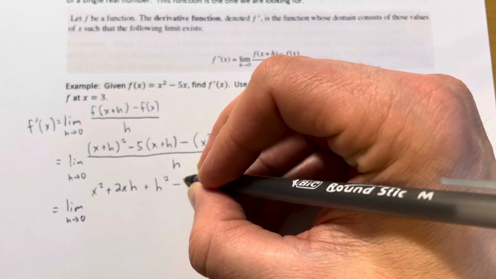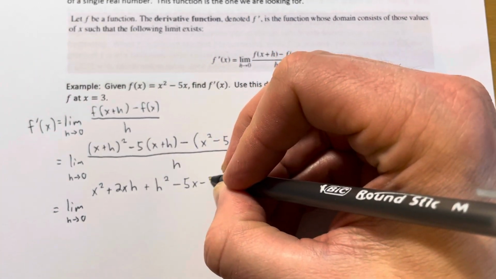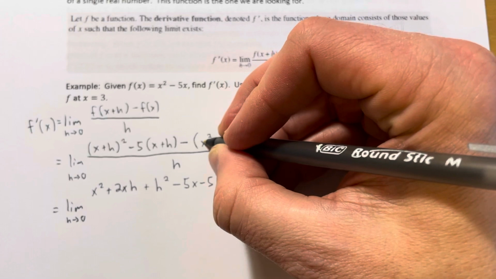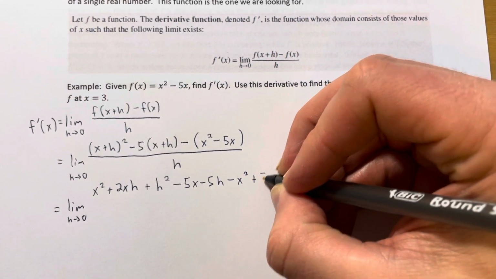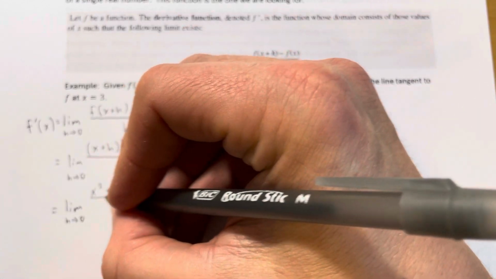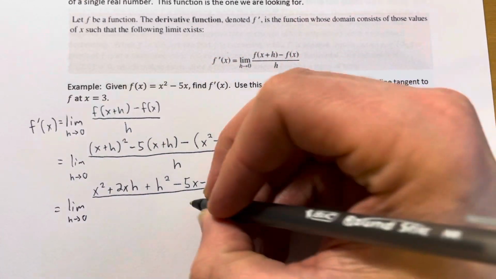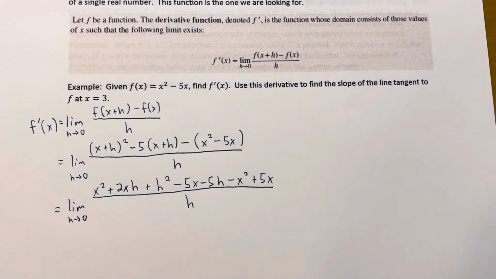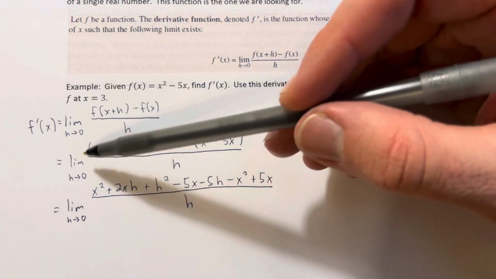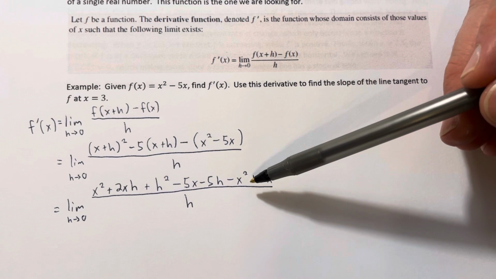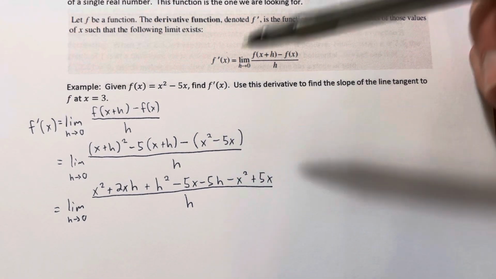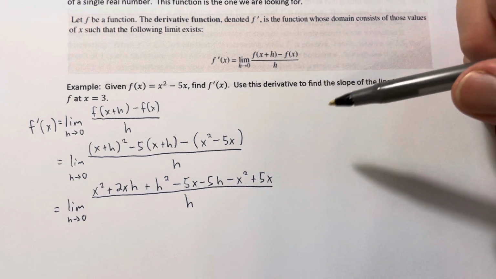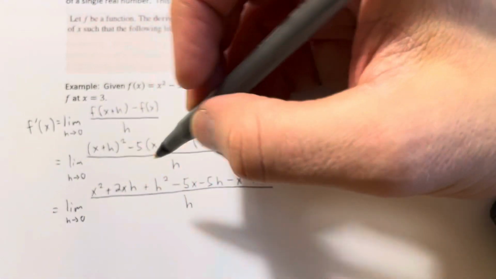Distribute that negative 5 in, so minus 5x minus 5h. Distribute the minus in here, so you get minus x squared plus 5x all over h. As we saw in section 2.1, this process involves expanding things out as much as possible in the numerator, in the case where we have a polynomial like this, and then trying to get things to cancel out. Lots of stuff cancels out.